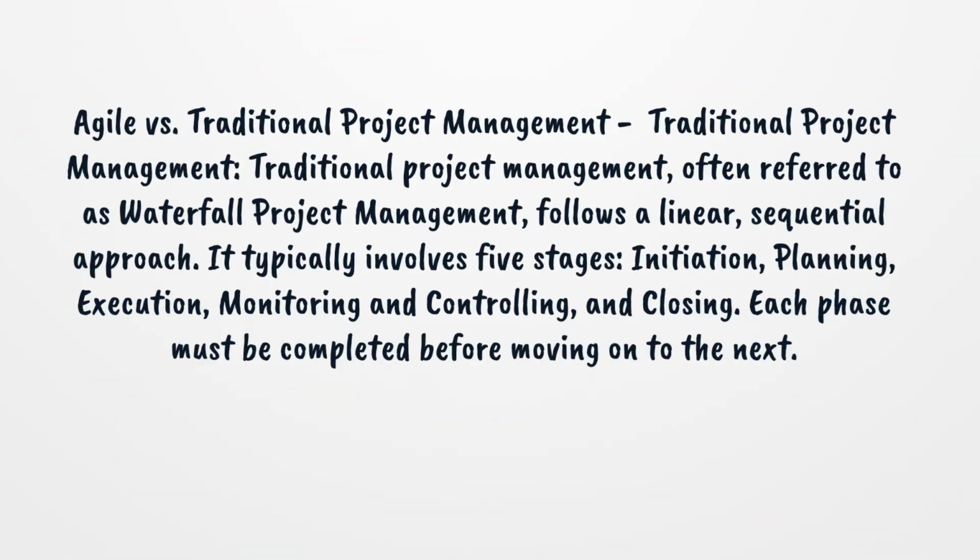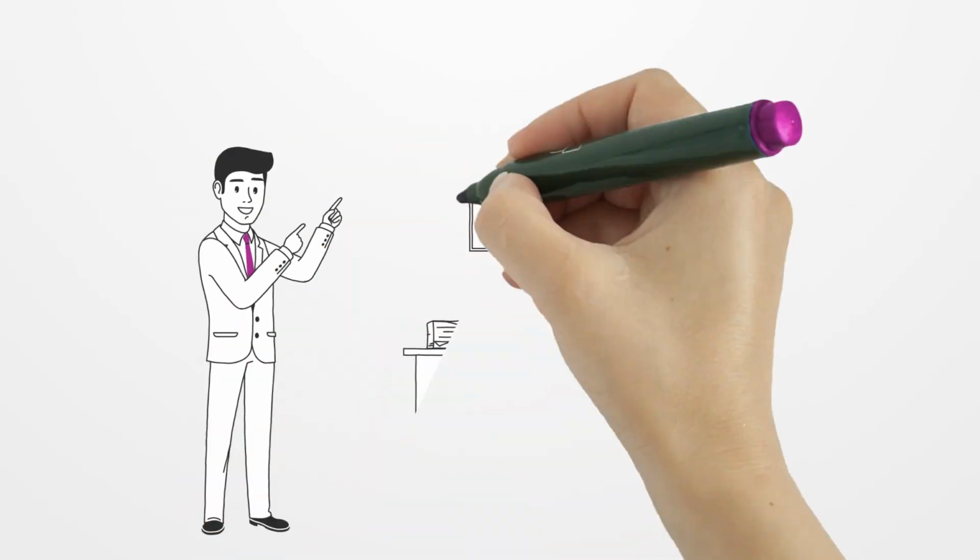Agile versus traditional project management. Traditional project management. Traditional project management, often referred to as waterfall project management, follows a linear, sequential approach. It typically involves 5 stages: initiation, planning, execution, monitoring and controlling, and closing. Each phase must be completed before moving on to the next.